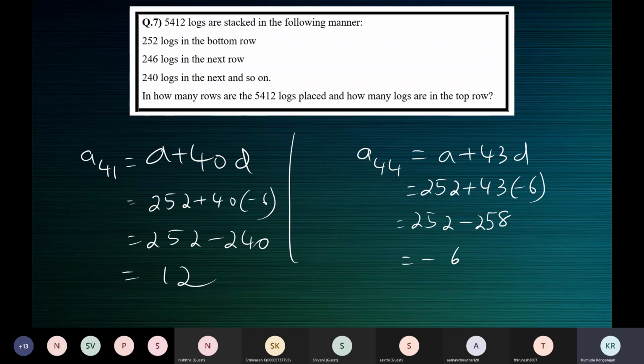So how do we answer the questions? In how many rows are the logs placed? That is, 5,412 logs are placed in 41 rows and there are 12 logs in the top row. The 41st row is the top row. There are 12 logs in the top row. Finish it, children.